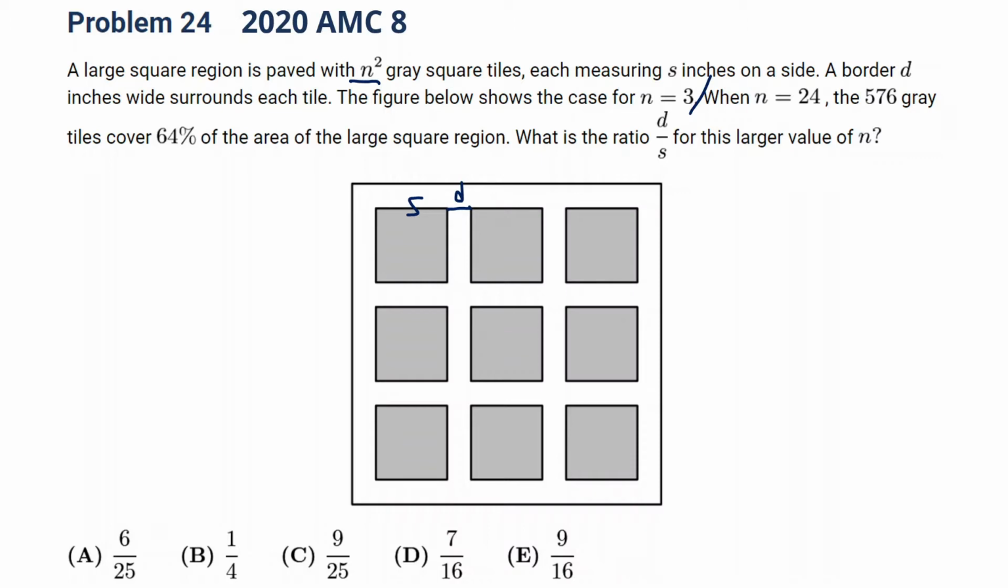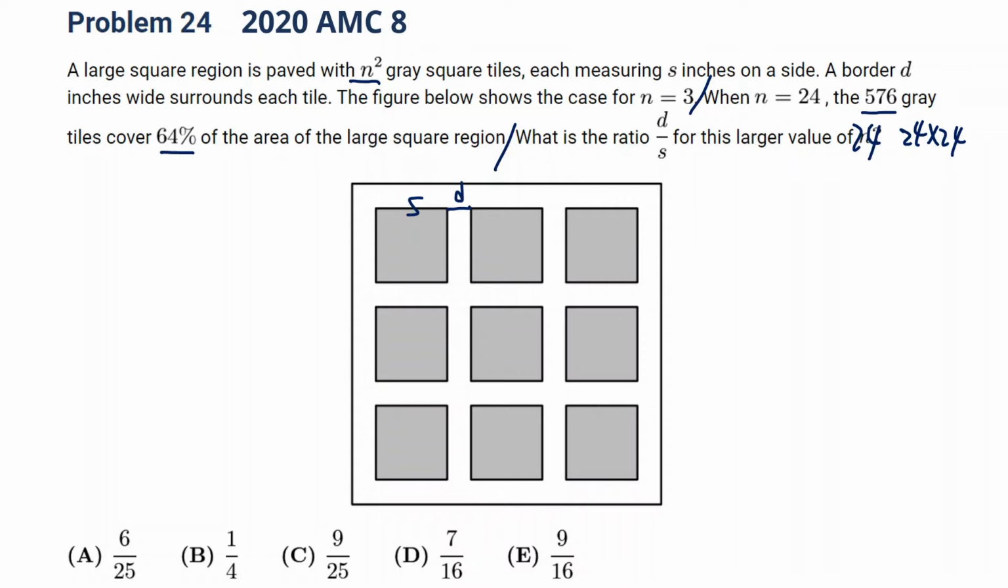When n is 24, the 576 gray tiles cover 64% of the area of the large square region. Yeah, 576 is equal to 24 times 24. We have so many small squares. What's the ratio of d over s for this large value of n? So here we have two variables, s and d, and we know n is 24. So how can we do this?